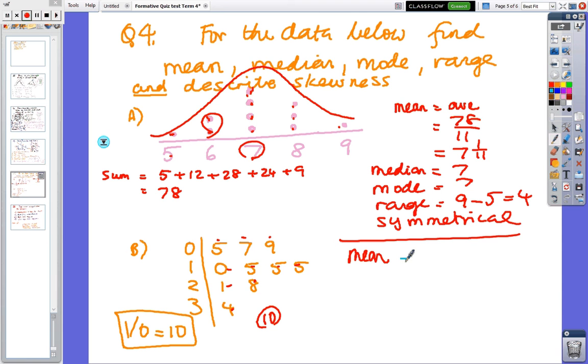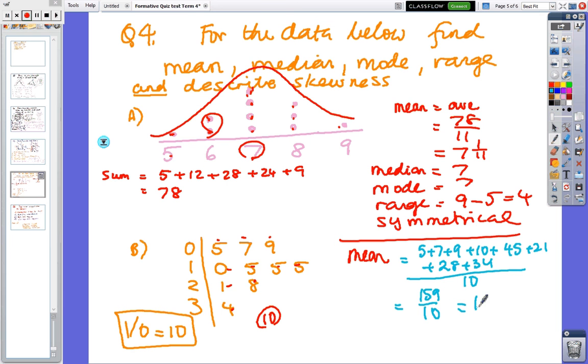So again, you've got the calculator, so you've got 5 plus 7 plus 9 plus 10 plus 3 15s are 45, plus 21 plus 28 plus 34, and then divide that by 10. I haven't got my calculator with me, so I'm going to do this longhand. 12, 21, 31, 76, 77, 77, 97, 105, 125, 129, 159, I think. So the mean is 15.9.